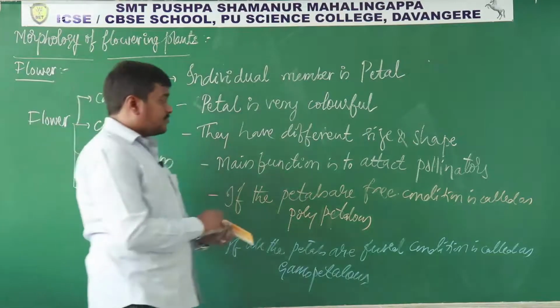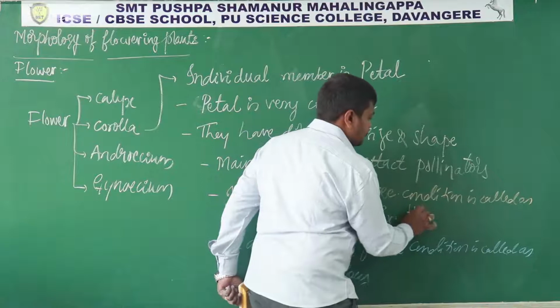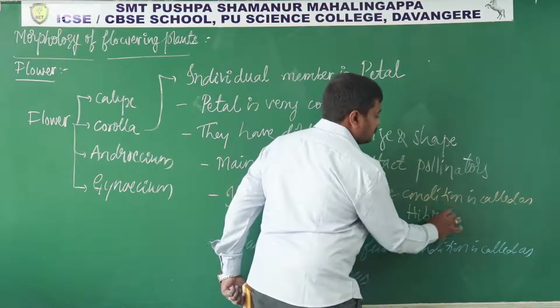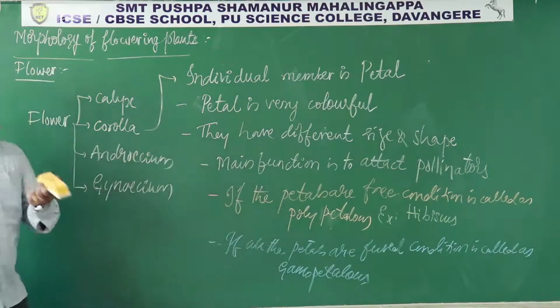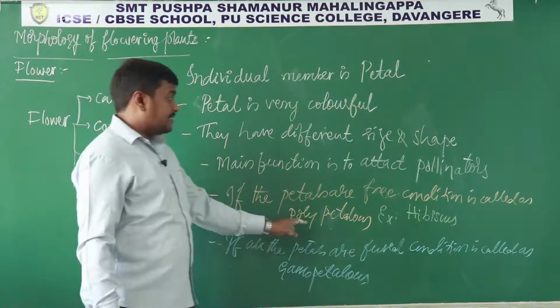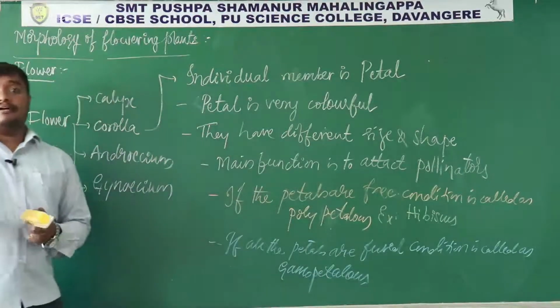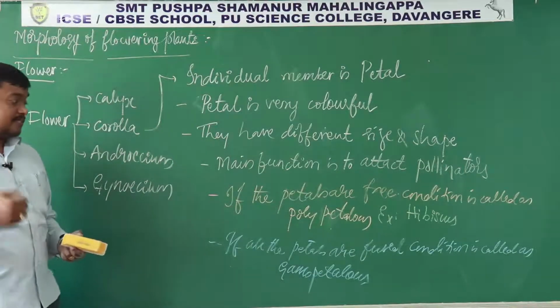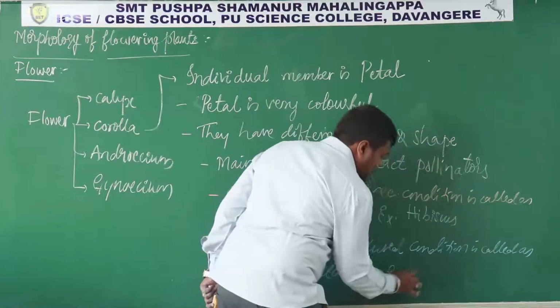If you observe, let me take an example like hibiscus. For polypetalous, you can remove all the petals easily, so that is why it is called polypetalous. And in gamopetalous, you cannot remove all the petals simultaneously, it is not possible. That is why it is gamopetalous. Gamo means fused.